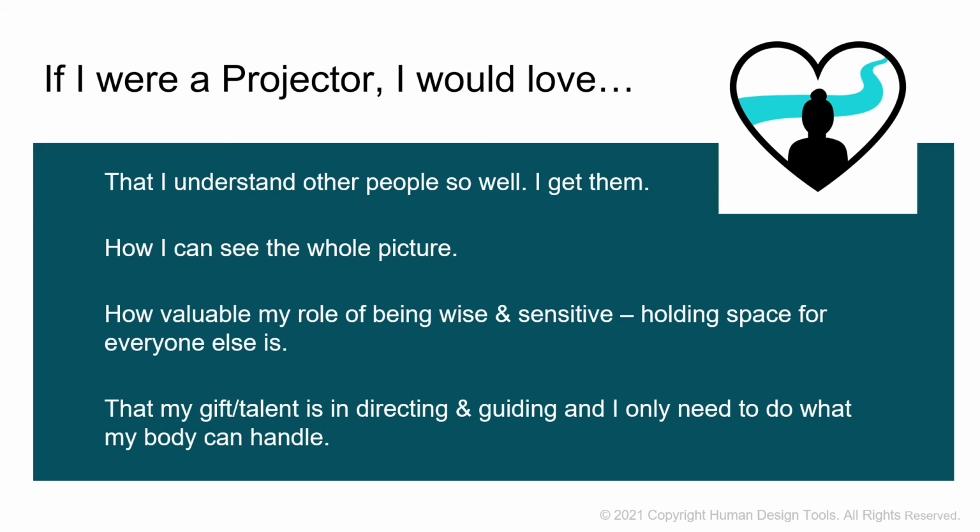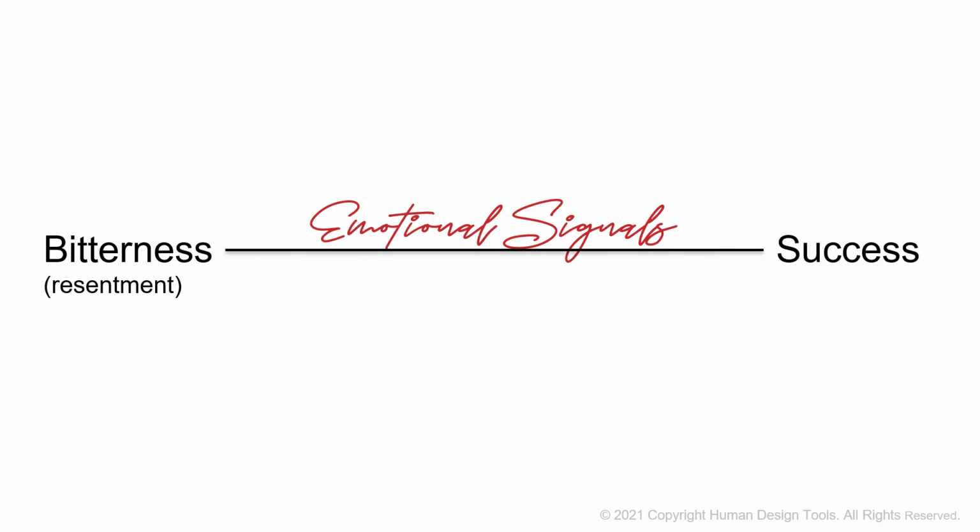The emotional signals for the projector range from bitterness, sometimes I've also heard it described by projectors as a resentful feeling, to the other spectrum, success. So the bitterness end is when you're more off path and it's a signal to make a change, or it's a signal to take a rest because you're resentful that other people are doing more, but you are meant to guide. So sometimes it just tells you to take a rest and get your energy back. And then the other side of the spectrum, success, is when you're feeling more aligned.